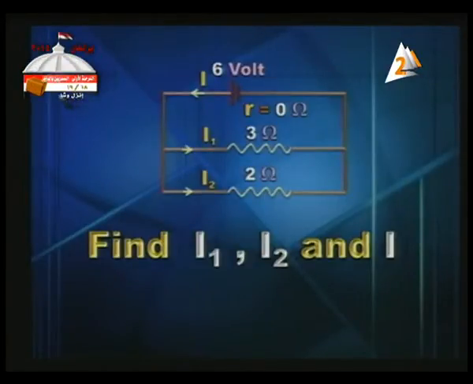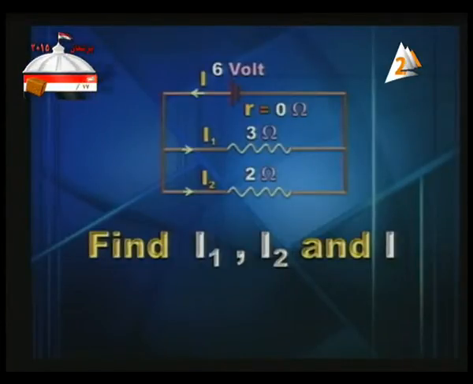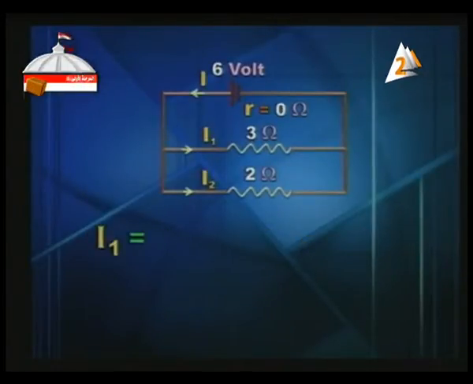We don't have any series resistor, and the internal resistance of the cell is equal to 0, so V battery is the potential across the parallel group. Let me say it again. 6 volts is the potential across the 3 ohm, and also it is the potential across the 2 ohm resistor. Why? Because internal resistance is equal to 0 and we don't have any other resistors. So it is a simple problem.